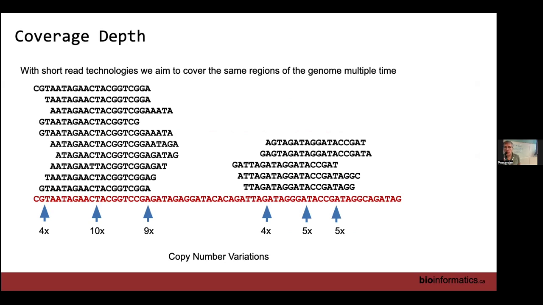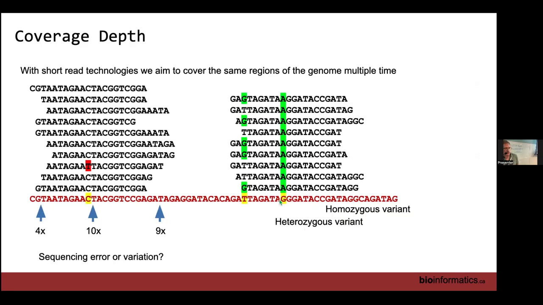Bernard's also talked a lot about the necessity to get a certain coverage depth. I think with our human genomes, we're doing 80x in the tumor, 30x in the matched normal. Coverage is important. If we had 100% accuracy, no sequencing errors, it'd make it less necessary to get high coverage, but it's still needed for other reasons as well.